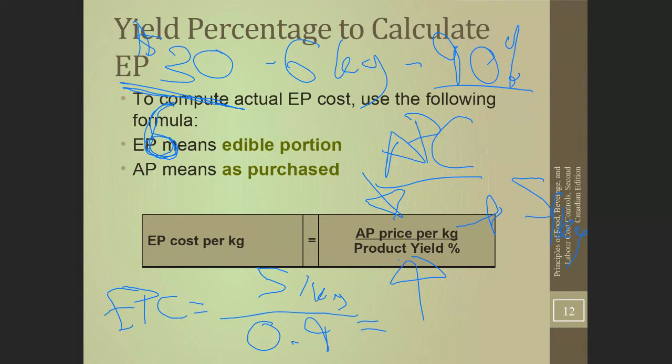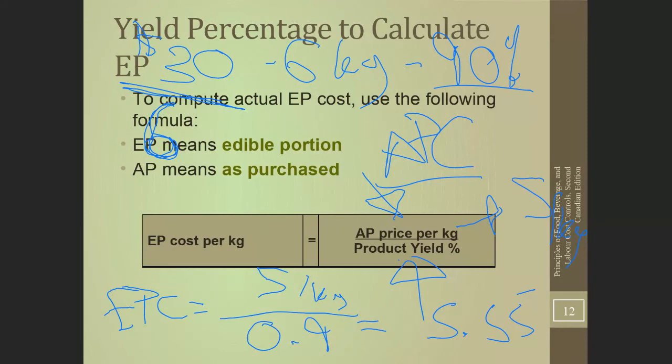So we're taking 5 kilograms and dividing by 0.9, or 5 divided by 0.9. Yeah, exactly, Farnaz. It's 5.5, well, it's 5.5 repeated. Okay, so our true cost per kilogram, or our EPC in this case, is $5.55. Now, you'll notice that it is higher than your as-purchase cost per kilogram. The reason for this is because this product has a yield that is less than 100%.